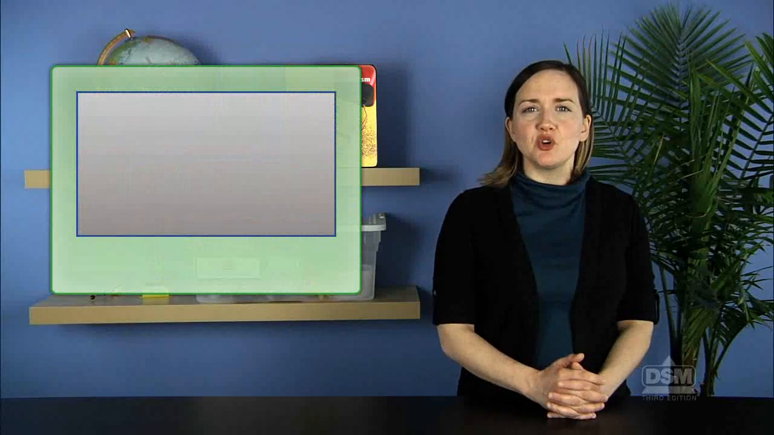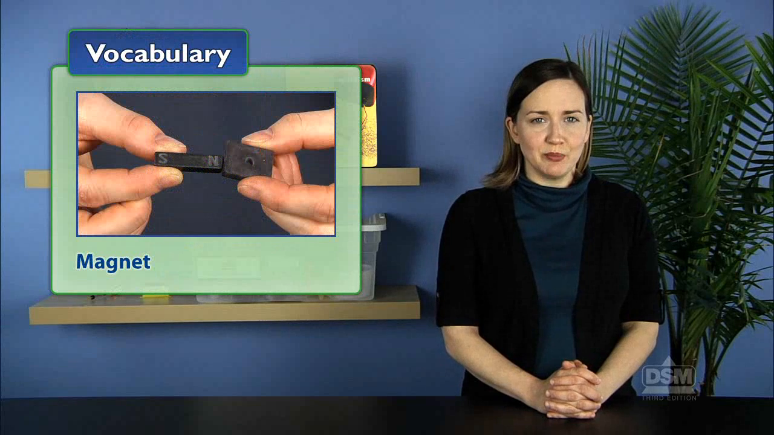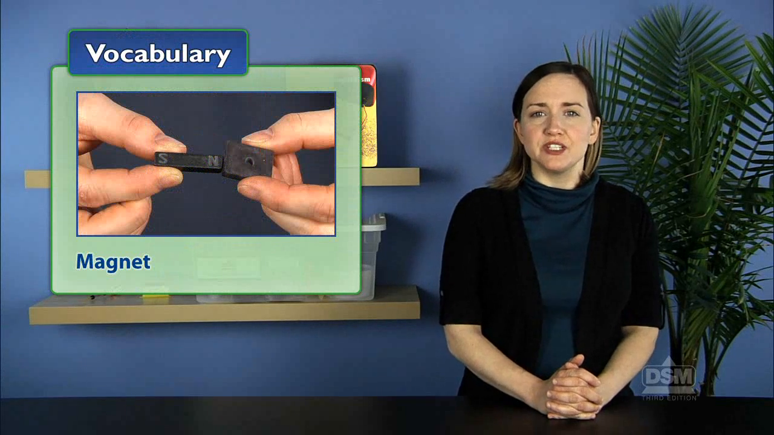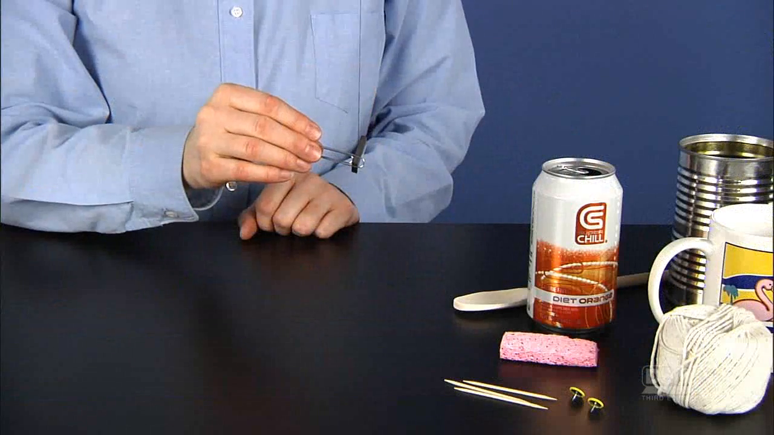In the module Electromagnetism, students learn that a magnet is an object that attracts other magnetic materials, such as iron, or materials that contain them, such as steel. This attractive force is called magnetism. Magnets share certain characteristics. A magnet can attract magnetic materials.